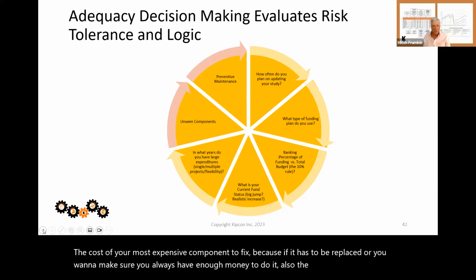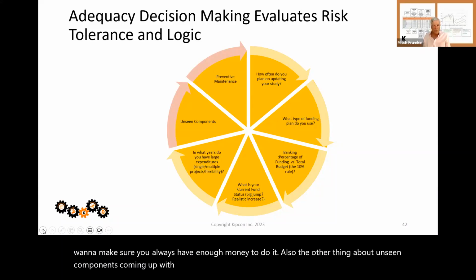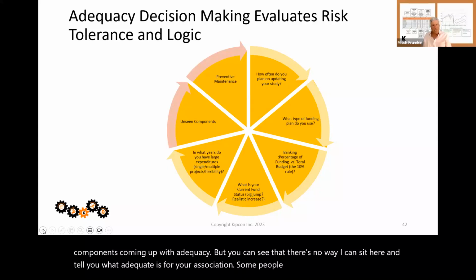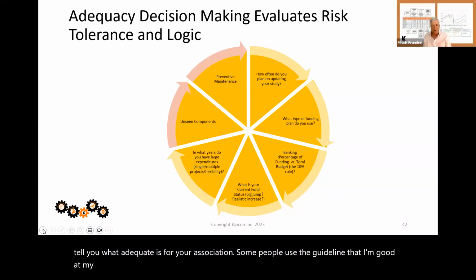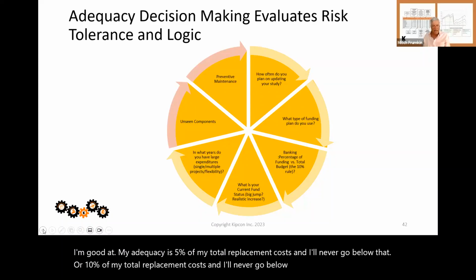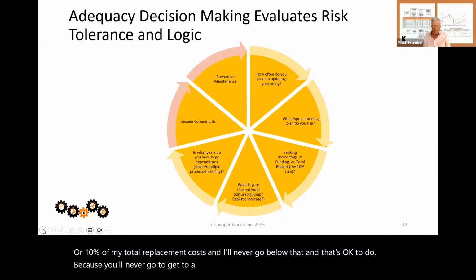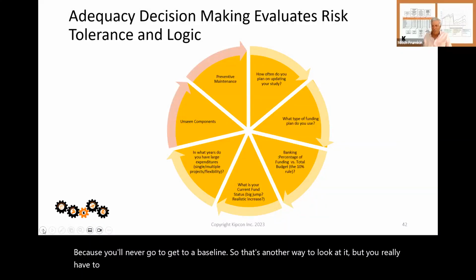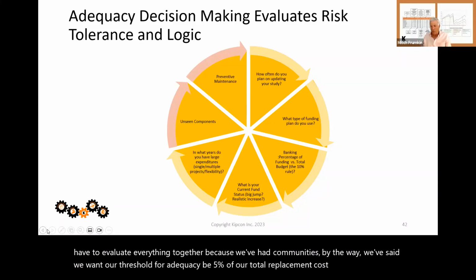Also, the other thing about unseen components coming up with adequacy, but you can see that there's no way I can sit here and tell you what adequate is for your association. Some people use the guideline that my adequacy is 5% of my total replacement costs, and I'll never go below that, or 10% of my total replacement costs, and I'll never go below that. That's okay to do because you'll never get to a baseline. So that's another way to look at it, but you really have to evaluate everything together. We've had communities, by the way, who've said, we want our threshold for adequacy to be 5% of our total replacement cost. So that's their way of doing it.